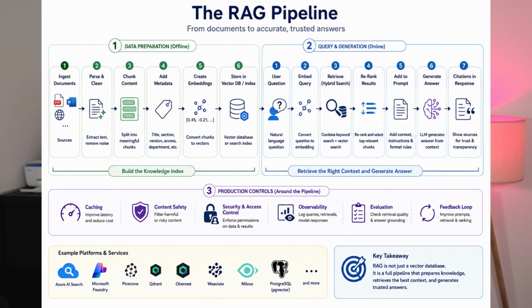First, we need to bring source documents into the system. These documents may be PDFs, Word files, or pages from knowledge bases. After that, the document needs to be parsed and cleaned so that the system can remove the unnecessary formatting and extract full text. Then the content is split into chunks. Metadata is added and embeddings are created for those chunks. And after that, the chunks and embeddings are stored in the search index or the vector database.